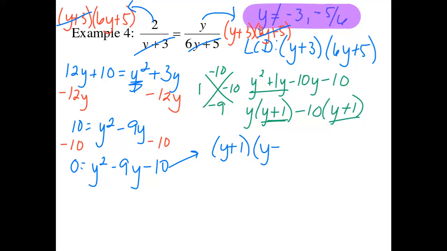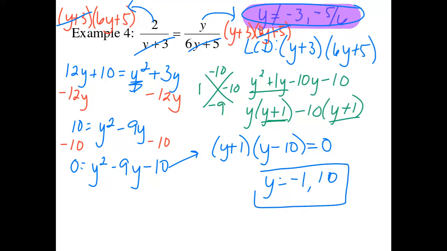And that means, if I come back to my problem, this factors to y plus 1 times y minus 10. Set that equal to 0, and if I set each one equal to 0, y plus 1 equals 0, y minus 10 equals 0, what are the two numbers that I'm going to get as a result? Well, you should have found that the two numbers are going to be -1 and +10. Now, last check is to go back up to the top here and look at our domain exclusions, -3 and -5/6. -1 and 10 are not those numbers, so these are the solutions. In this case, again, there's two, to our rational equation.